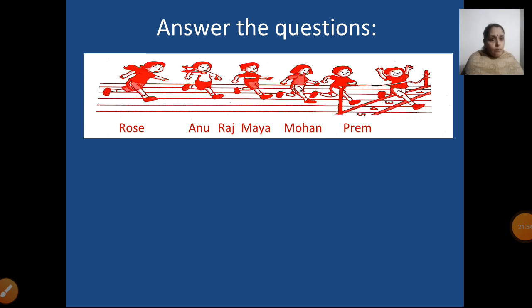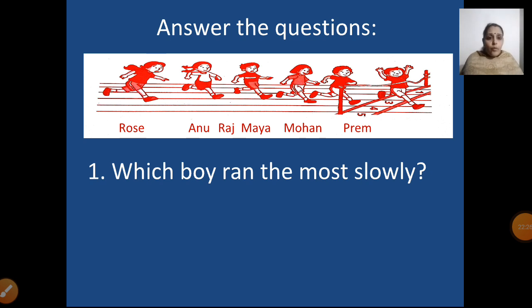Okay. Now, look at this picture. You have to answer the questions asked based on this picture. This is a race over here. There are some children, boys and girls mixed. The order is given. First is Prem, then Mohan, then Maya, then Raj, then Anu, and then Rose. So let us see the questions and answer the questions.